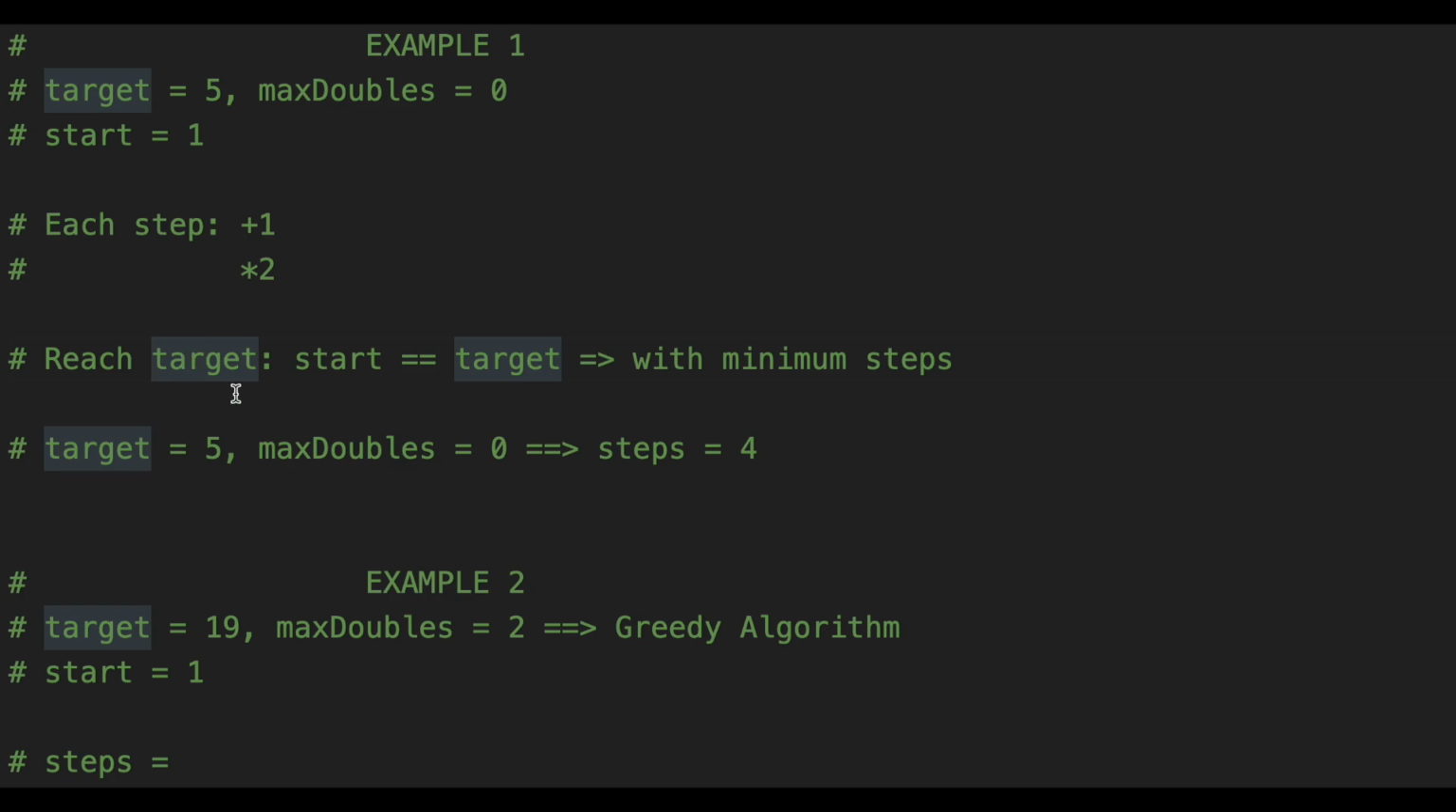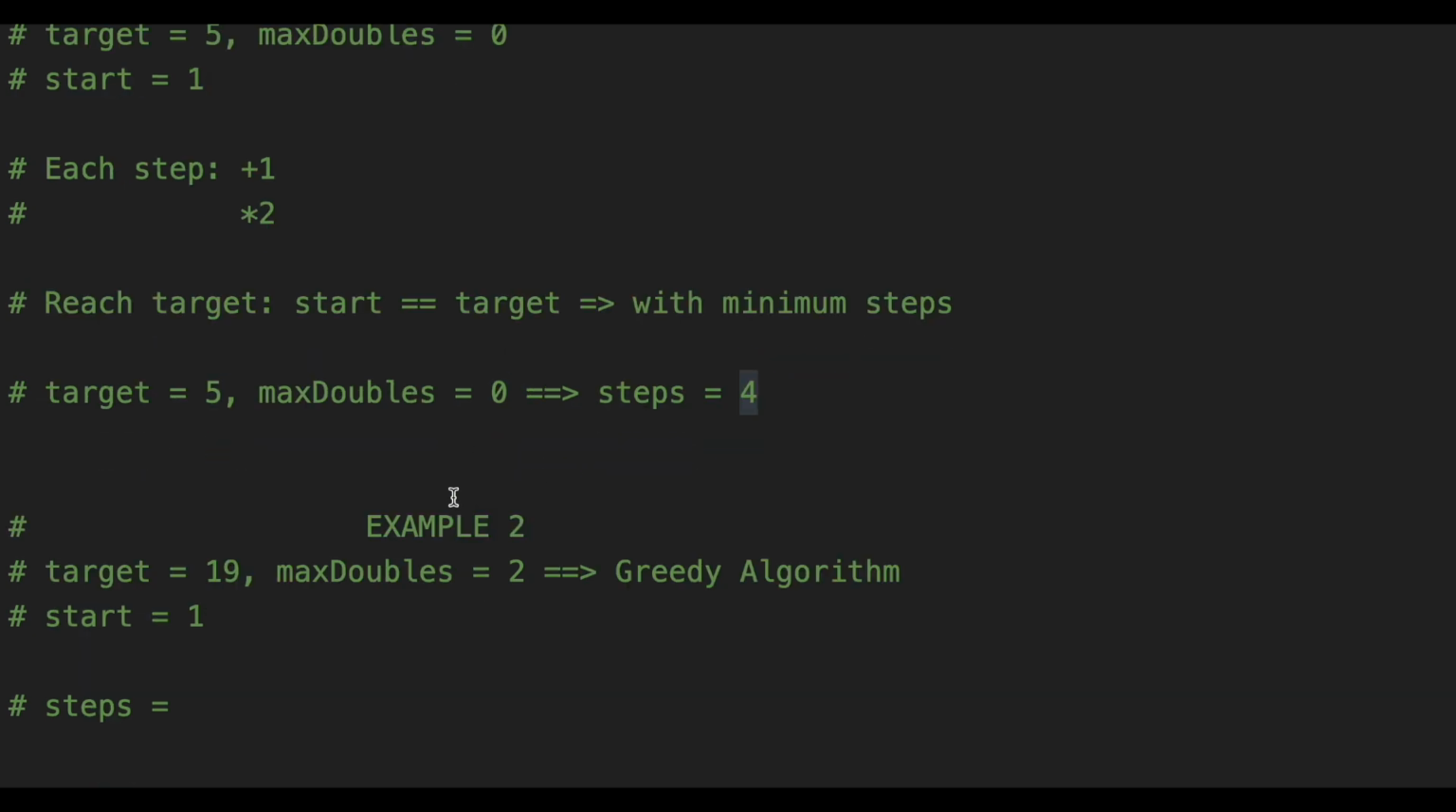For example, in this case, our max double is equal to 0, which means that we cannot double our start. So in that case, we can only add 1 at each step. Which means that if we are starting from 1 to reach 5, we need to do 4 steps, so plus 1 plus 1 plus 1 plus 1. So we need to add 4 to our start, which means we need to do 4 steps. Let's take another example.